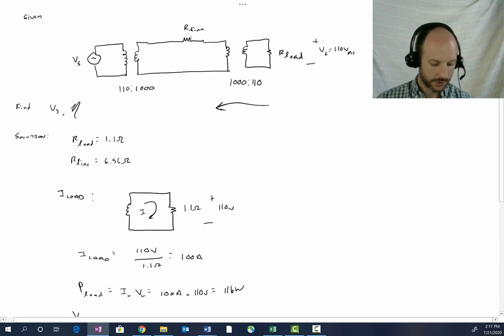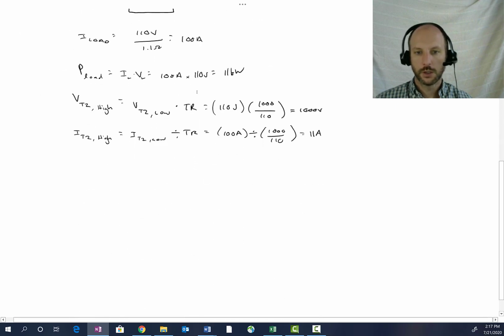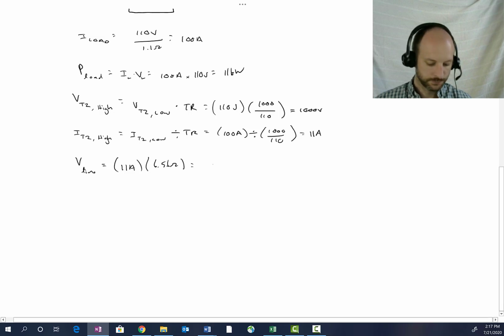We're going to calculate the line voltage, which is the voltage drop across the line. It's the current flowing through that resistance, which was 11 amps, multiplied by the line resistance, which was that lumped 6.56 ohms. So we're going to get 72.16 volts is the voltage dropped in the transmission system due to the resistance of the line. So that's the voltage drop across the resistor.